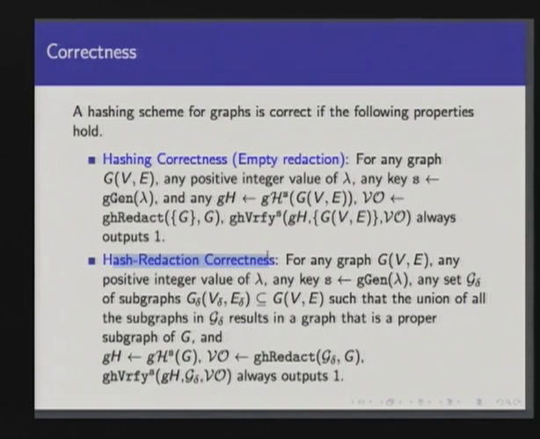The other is the hash redaction correctness. This is the case where the user retrieves a subgraph as part of the query result, and we compute a redacted subgraph, and using that redacted subgraph, we compute a set of verification objects. On the user side, the user has three things: a set of subgraphs, a verification object set, and the hash value of the original graph. He uses all these three values, and if the output of this function is 1, it means that the data has not lost its integrity.